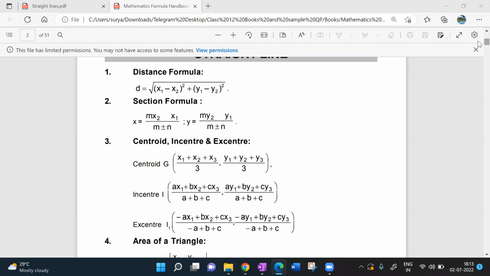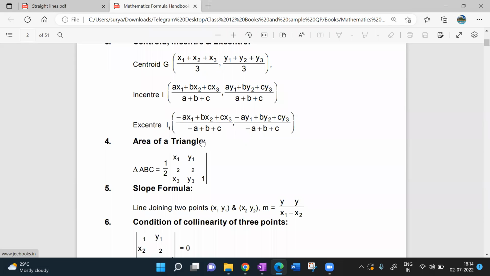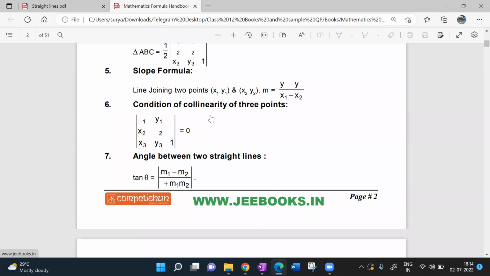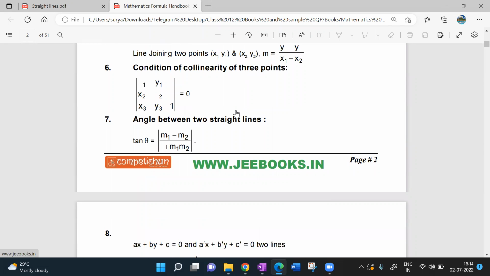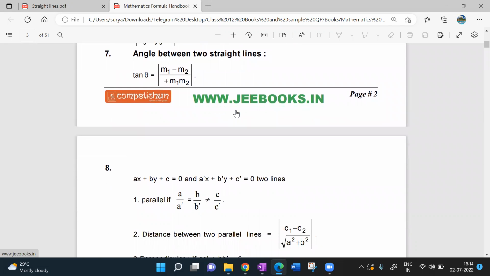So the distance formula, everyone knows: x1 minus x2 whole square, or x2 minus x1 whole square, plus y2 minus y1 whole square. We can do it very simply. Okay, section formula we have: mx2 plus nx1 by m plus n. So section formula, centroid, incenter, excenter formulas we have here. Area of the triangle formula, slope formula: y2 minus y1 divided by x2 minus x1, condition for collinearity, angle between two straight lines formula we have here.